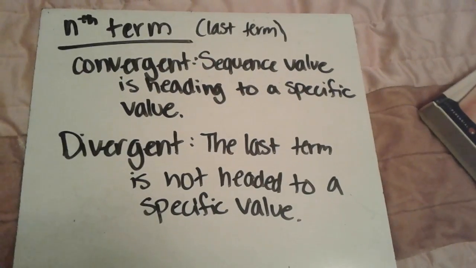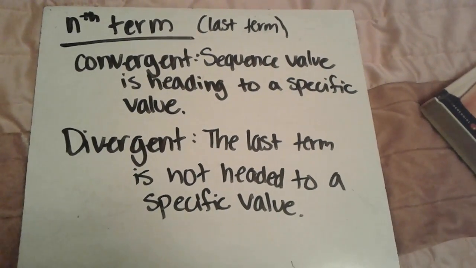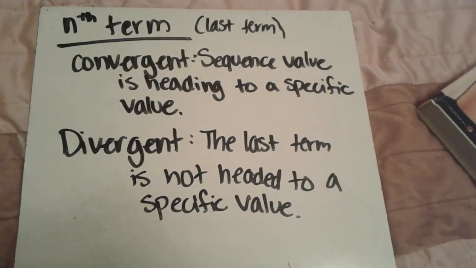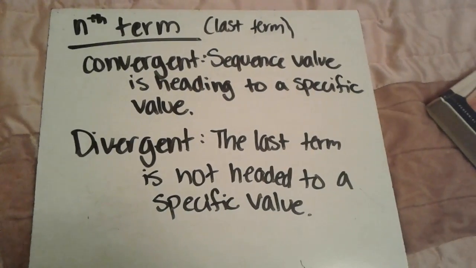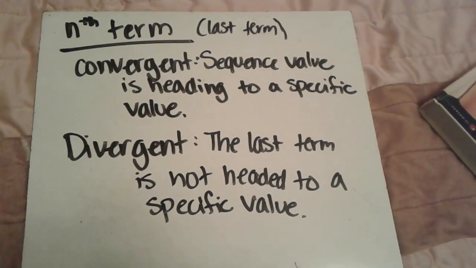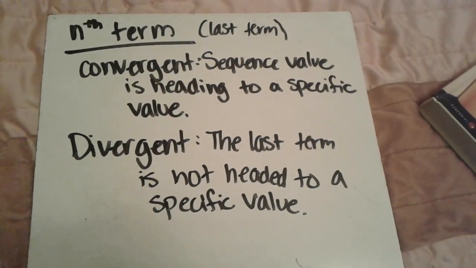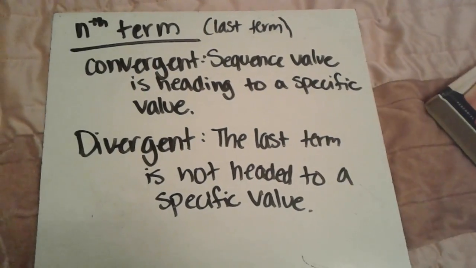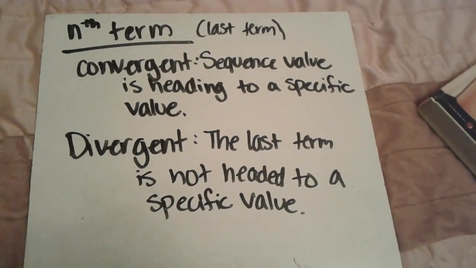The nth term is usually known as the last term. Two parts of it would be convergence, which is when the sequence value is heading to a specific value. A pattern that could be given by this is 1, 2, 3, 4, 5, and so on, because you know what the next number would be knowing the pattern.